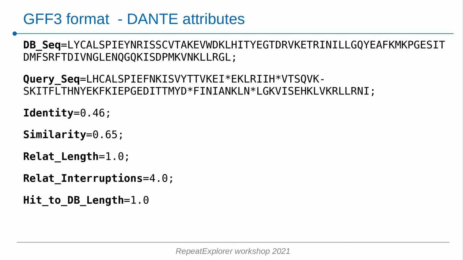The amino acid reference sequence from RexDB and the corresponding translated sequence from the query are also part of the attributes in the GFF. The quality of the alignment of the query and reference is described by identity, similarity, and also by a relative number of interruptions. Interruptions here means the total number of stop codons and frame shifts per 100 amino acids.